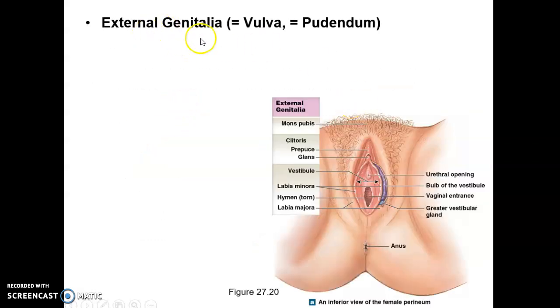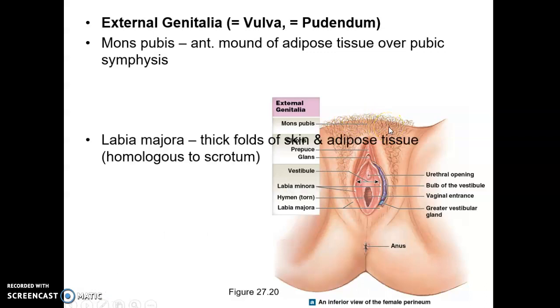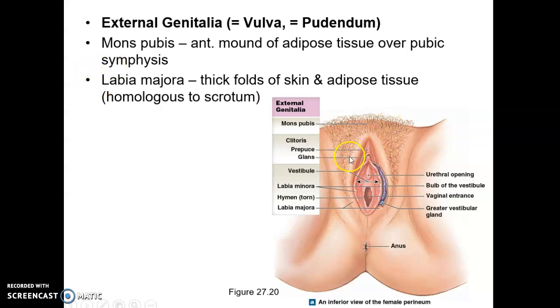And then moving on to the external genitalia, also referred to as the vulva or the pudendum. The mons pubis is this anterior mound of adipose tissue underneath the epithelium over the pubic symphysis. The labia majora are the larger outer folds of skin and some adipose tissue internally. Developmentally, they are homologous to the scrotum in the male. The labia minora are the smaller inner folds of skin, and they are naturally hairless.